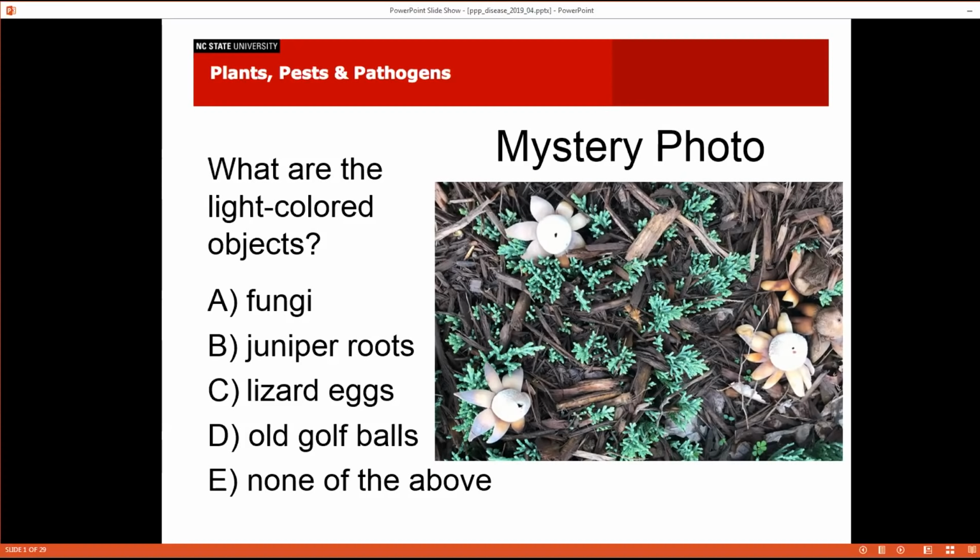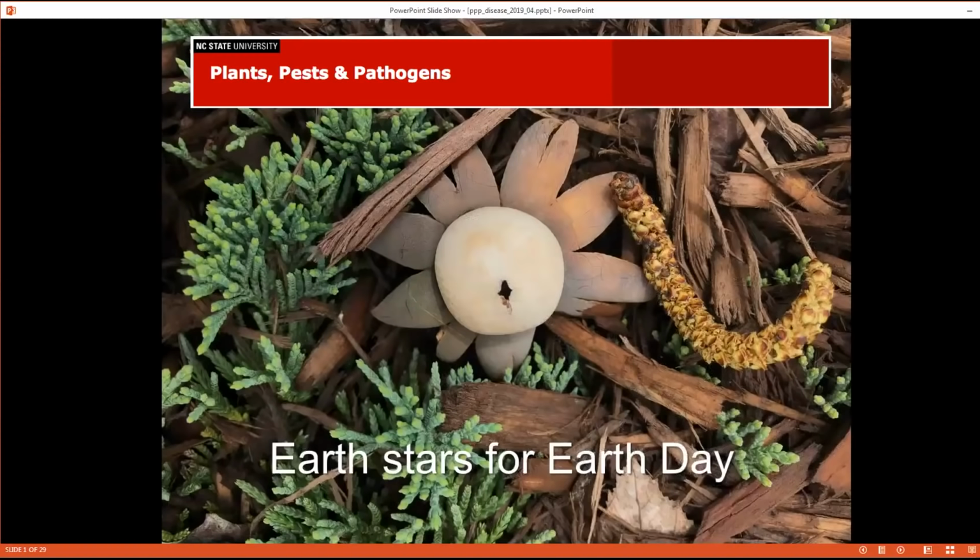I don't think we even need another 10 seconds here. Pretty much everybody has got the correct answer. Yes, these are fungi. These are earth stars. And nice coincidence that yesterday was Earth Day, so I'm sharing with you some earth stars for Earth Day.